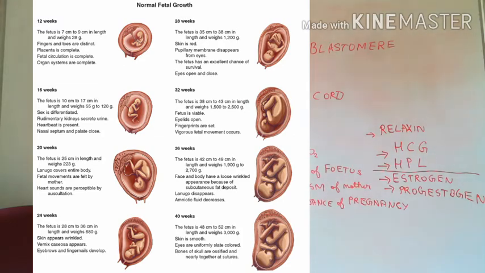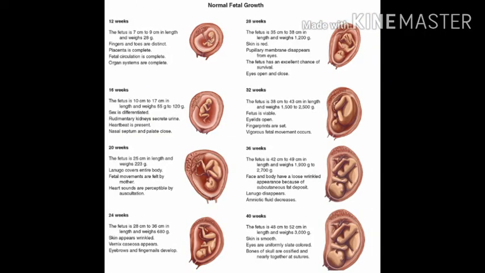At the end of 5 months, the fetal body is covered by fine hair and the fetus starts showing movements. By the end of 6 months, the skin is completely formed, the eyelids are separated and eyelashes start developing. Fingernails are also formed. By the end of 7 months, the skin is red and the eyes are open, so opening and closing of the eyes is seen.